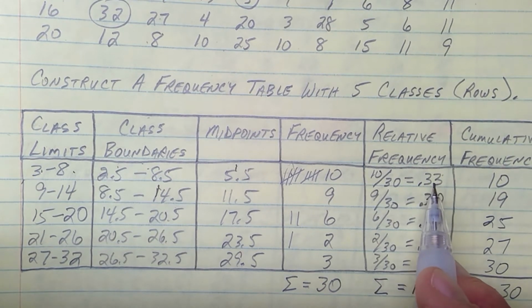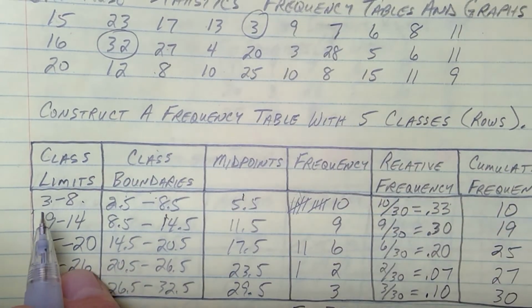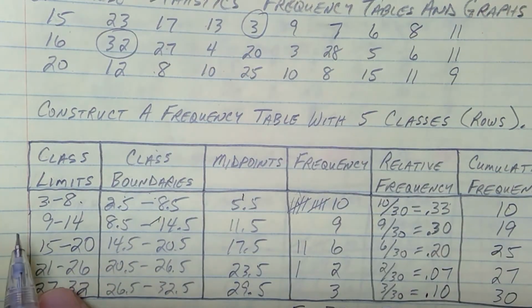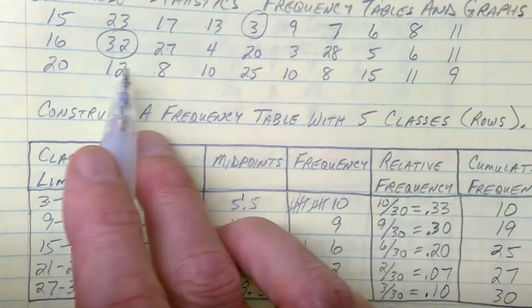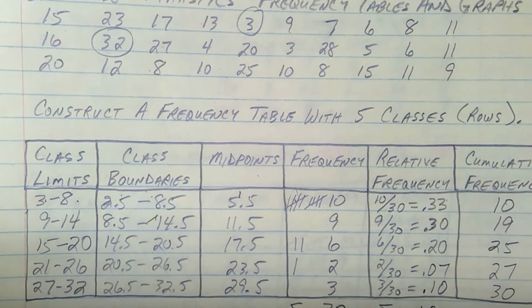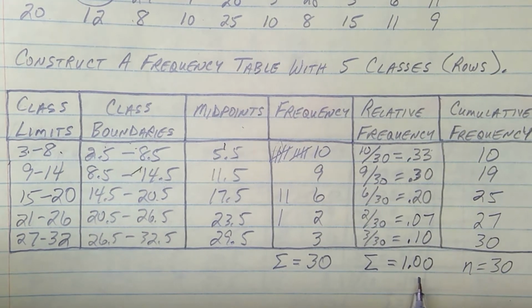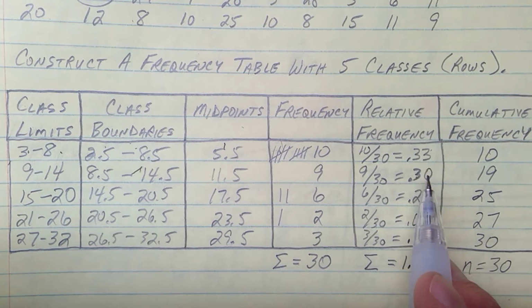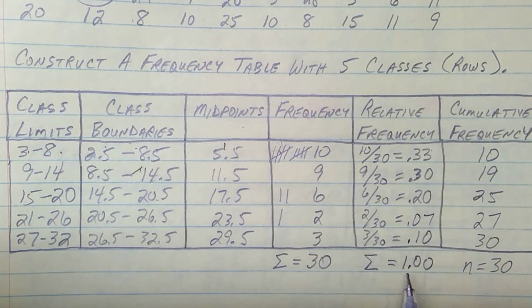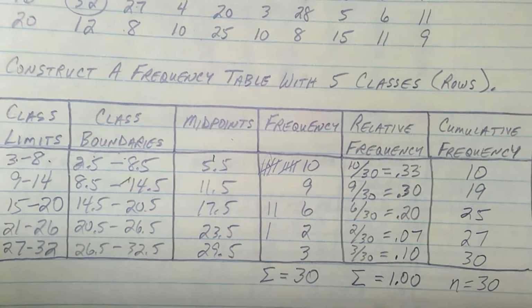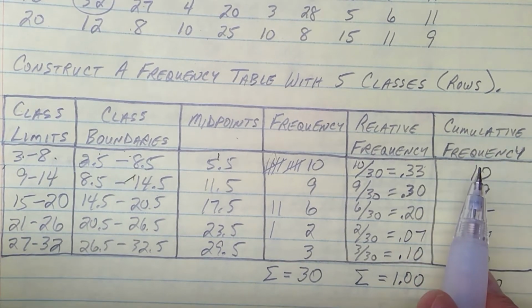So 33% of these values were measurements of 3 to 8. 30% of these values were measurements 9 to 14. 20% of these values were measurements 15 to 20, and so on. Notice that the sum of these measurements adds up to 1, adds up to the whole thing. If we're speaking percent, if I'm saying 33%, 30%, etc., they're going to add up to 100%. So if you're speaking percent, you just bump the decimal 2 to the right and speak percent. It just depends what language you're speaking. And then finally, cumulative frequency.